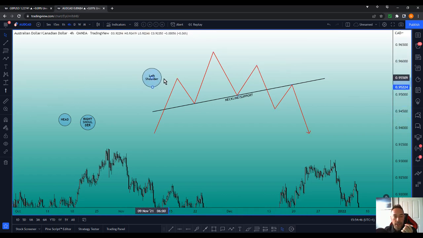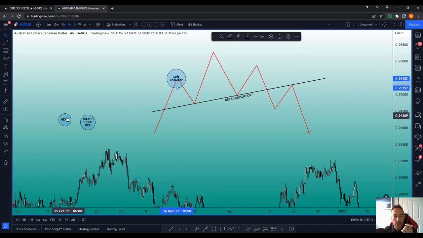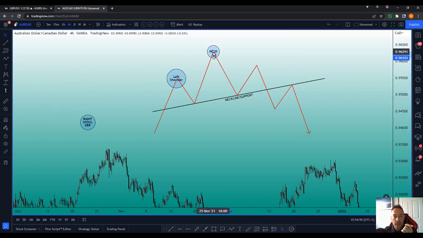Let's just put that back in. There's our left shoulder, there's our head, and there's our right shoulder. But typically, like I say, you would see this neckline as flat if you were to look in a textbook or wherever, but it doesn't have to be. So a couple of things there. The neckline doesn't have to be flat. The right shoulder and the left shoulder aren't necessarily in line with each other.